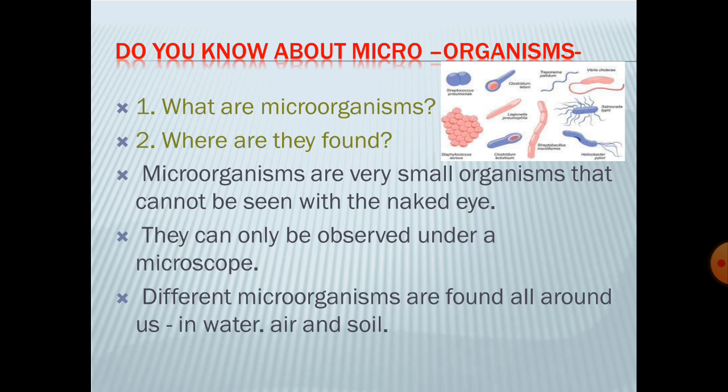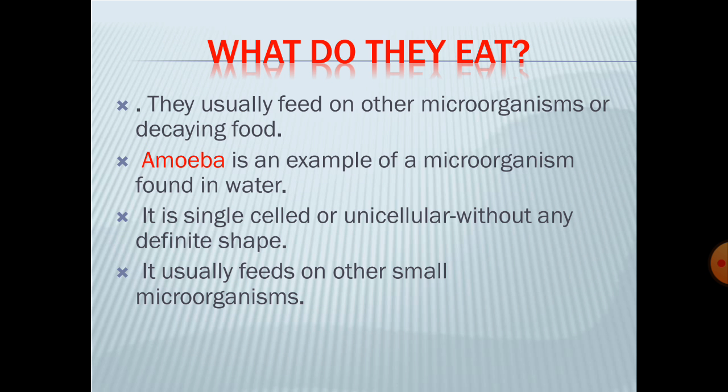Let us know something more about microorganisms. Microorganisms are very small organisms that we cannot see with our naked eye. So we use an instrument called a microscope to observe them. What do these microorganisms eat? They usually feed on dead and decaying food. Amoeba is found in water. It is a single-celled, unicellular organism without a fixed shape. It usually feeds on small microorganisms.